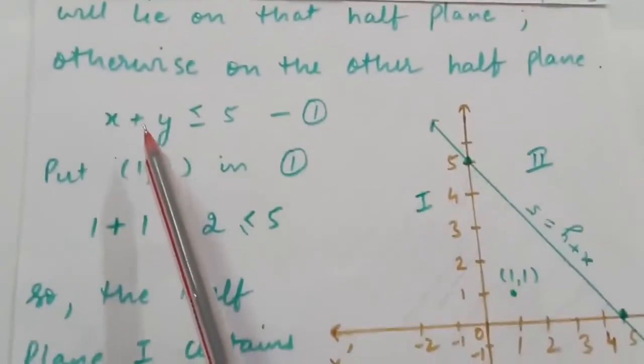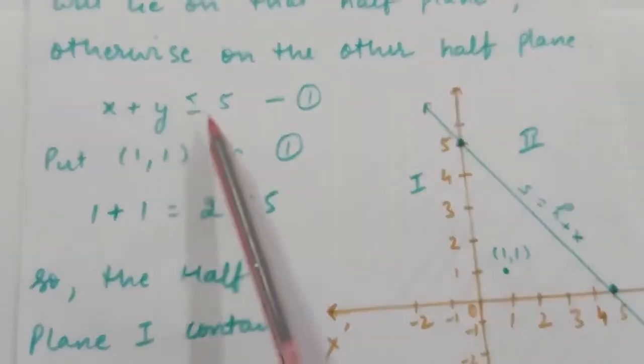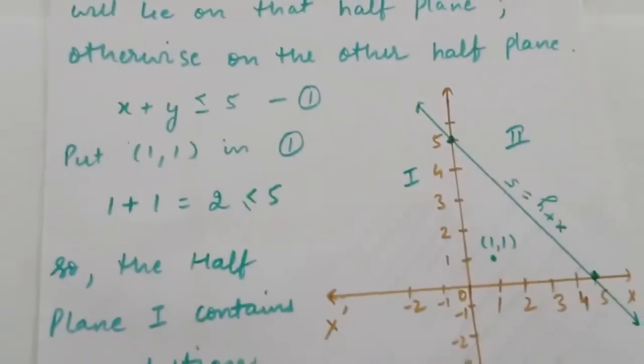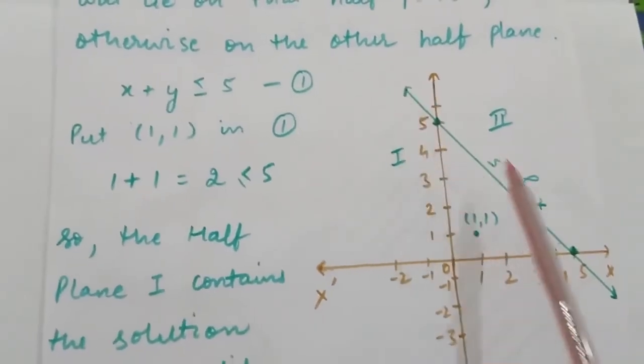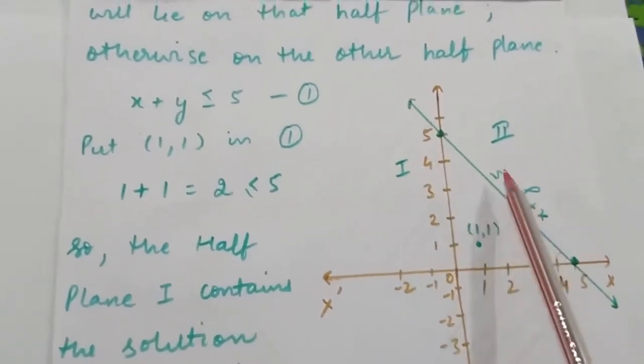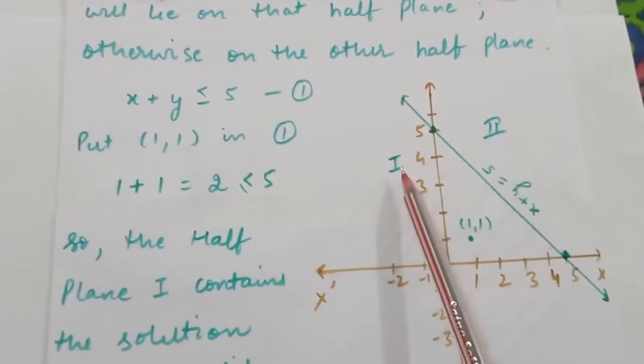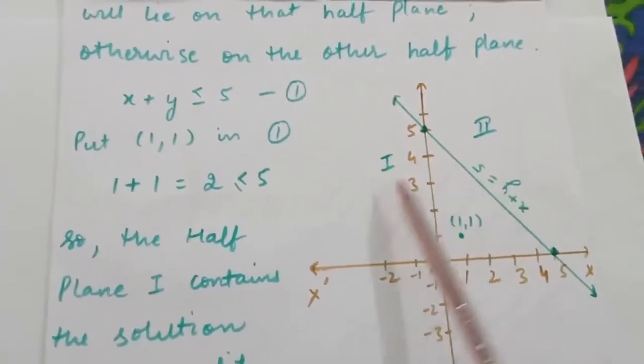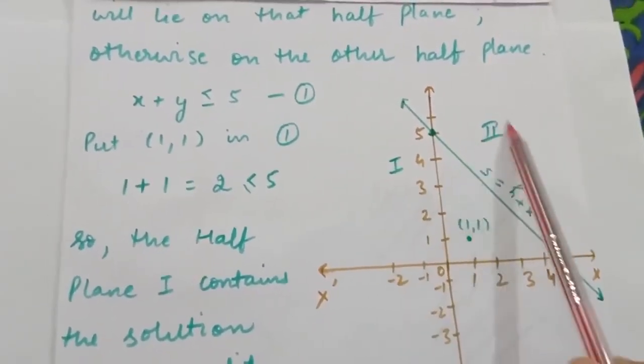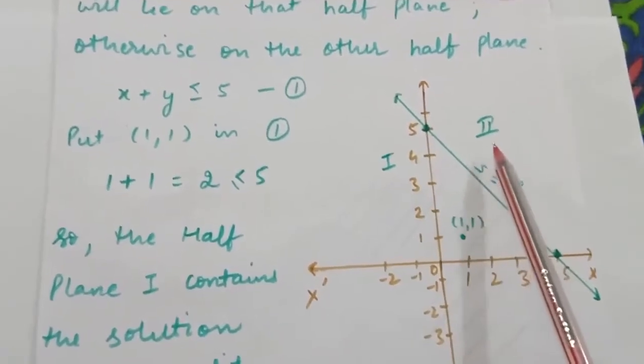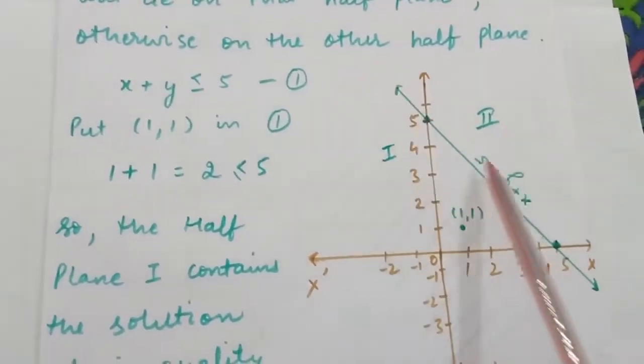So see, we have taken this inequality x plus y less than or equal to 5. We have drawn the graph of the equation x plus y equal to 5. These are the two half planes, first this side and this is the second half plane, right? Now we have to take any point but not a point on the line.